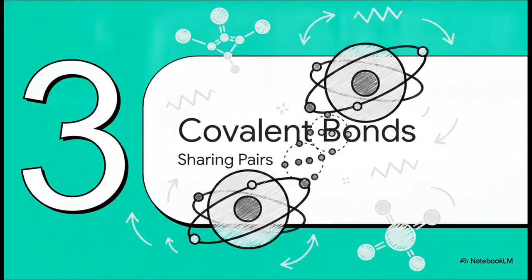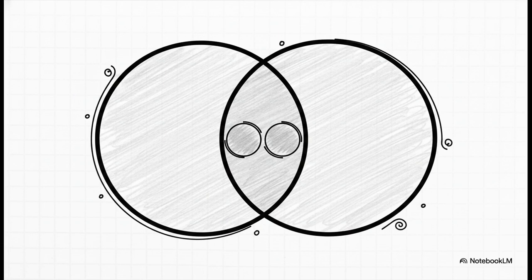Section 3. Covalent bonds, sharing pairs. Let's move along and see how this builds when we introduce atoms that actually don't want to completely give up their electrons. If ionic bonding is passing a basketball, covalent bonding is way more like a successful group project where everyone chips in equally.